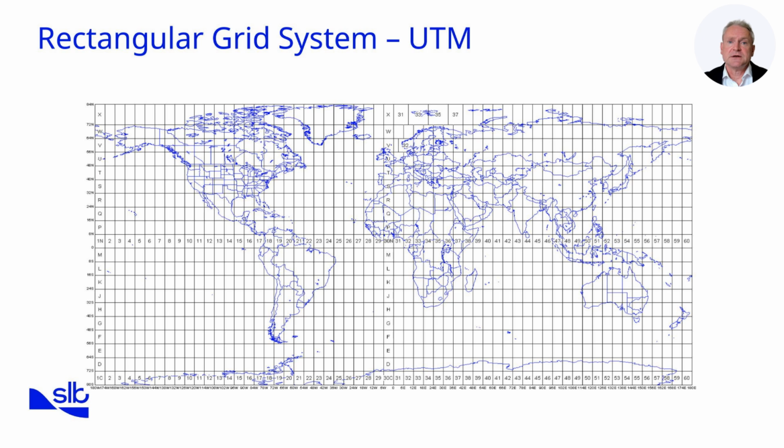The key is that UTM translates the complexity of a curved Earth into a workable engineering grid. But always remember, it only maintains accuracy within its defined zone. Once you move across zone boundaries, distortions increase, and special care must be taken to manage the transition. This is why operators often keep all project assets within a single UTM zone whenever possible.